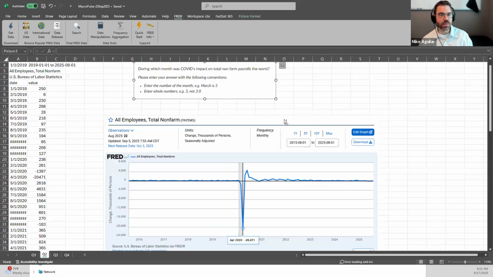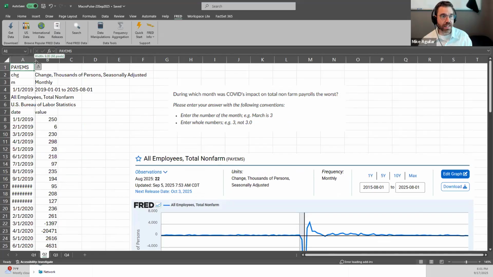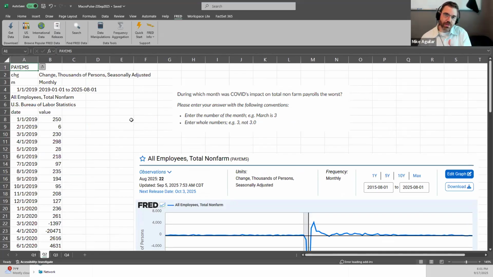Question number two, let me zoom in. During which month was COVID's impact on total non-farm payrolls the worst? Same series. So what we could do is go and get that same data, but it's during COVID, right? So let me kick it back a little bit. I kicked it back to 1/1/2019. You go and grab all that data. And where was it the worst?